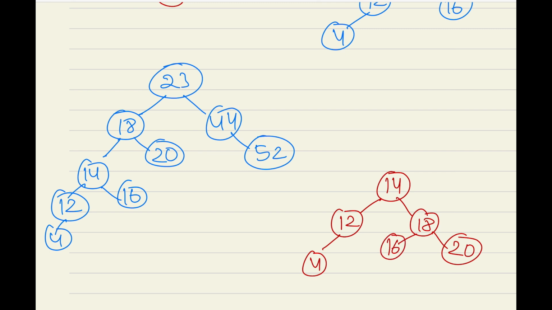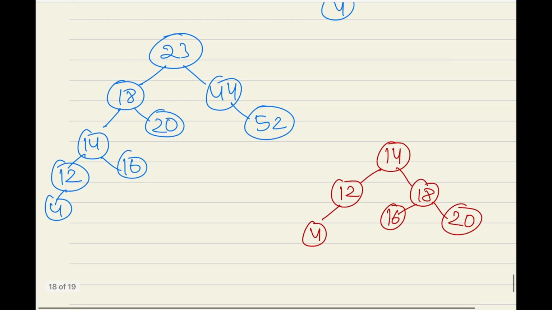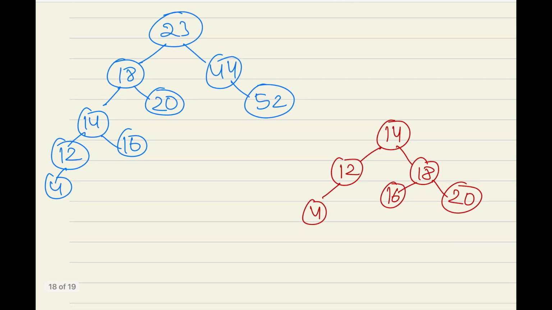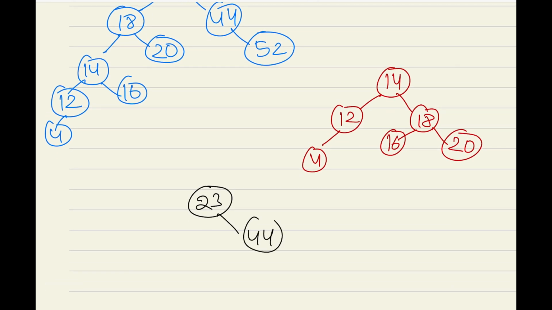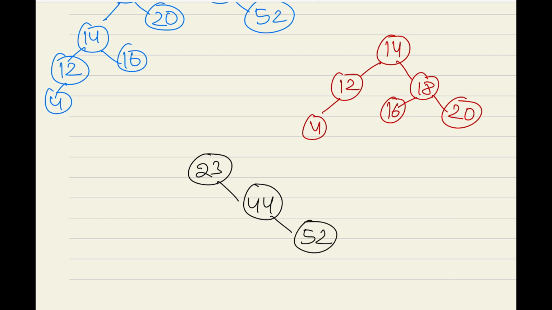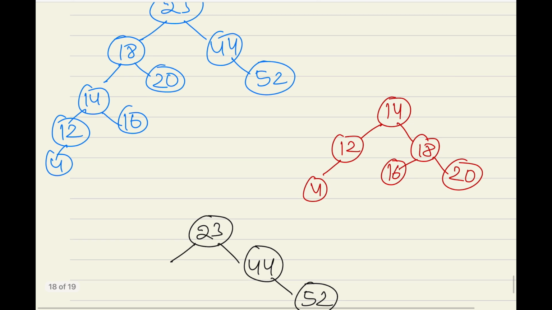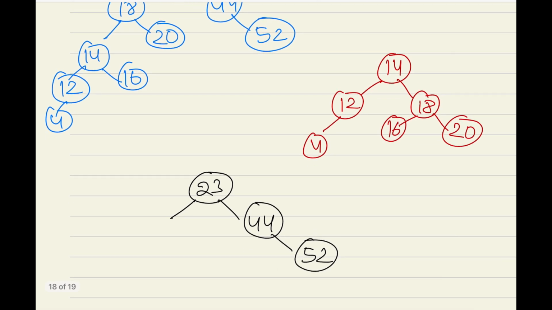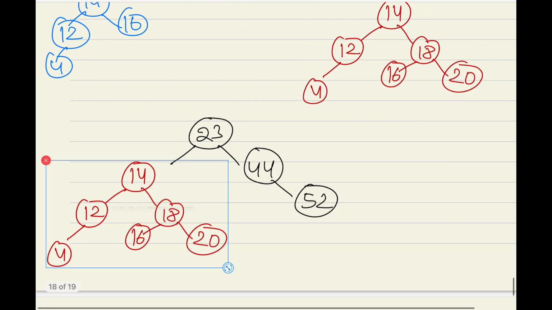Now this part needs to be attached to the rest of the tree. So the rest of the tree is like this: 23 is the root, its right is 52, then its left is 14, with 18, 20. So these are updated. So just copy this one and attach here.